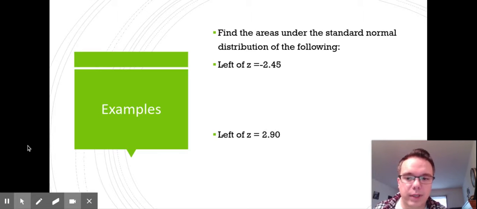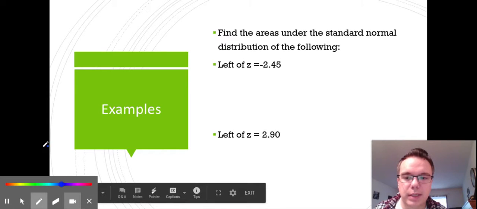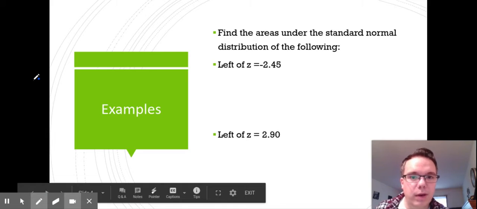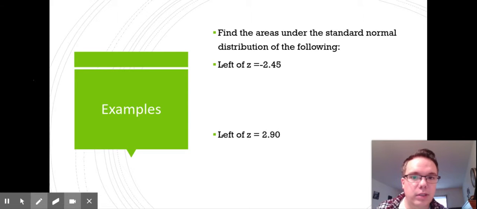All right, so hopefully you have these 2 examples written down. So we want to find the area under the standard normal distribution curve. Remember, that just means we changed it so that our mean is 0 and our standard deviation is 1, and we're looking at probabilities that way. So the number on the actual z chart gives you the proportion of the area that is to the left of a number.